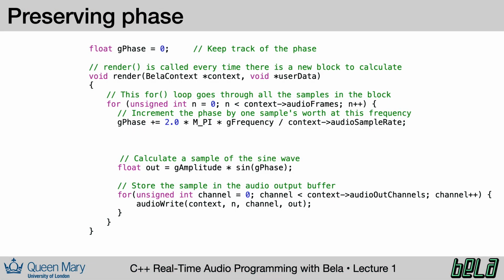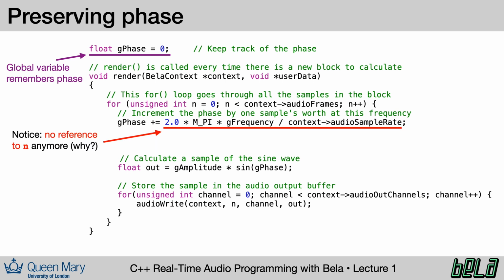Your code will probably look something like this. Again, I've just pulled out the most salient bits. The things I want to highlight here, first of all, is the global variable called g phase, which is remembering where on the unit circle we were. What is the phase of the sine wave at any given time?